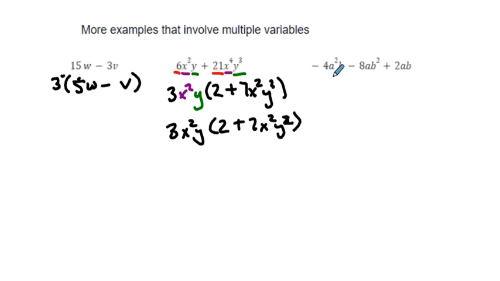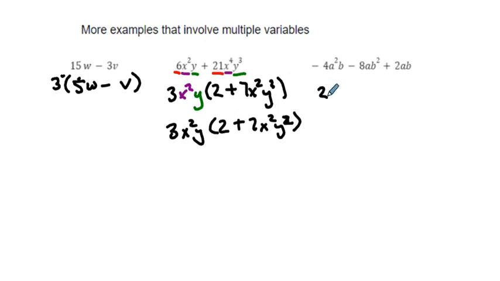All right, so last one. Interesting, because we could actually factor this 2 different ways, and I'm going to show you both of them. So let's start. We've got -4, -8, and 2, and if we ignore the negative signs and just look at 4, 8, and 2, the largest number that goes into all 3 of these is 2.